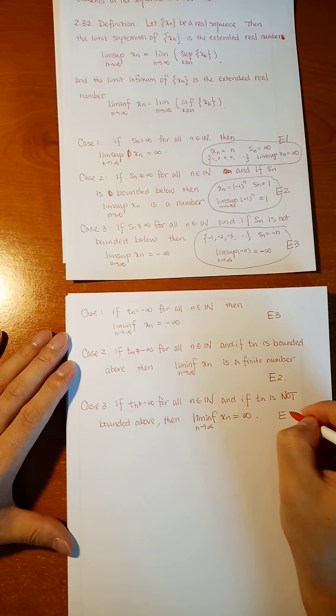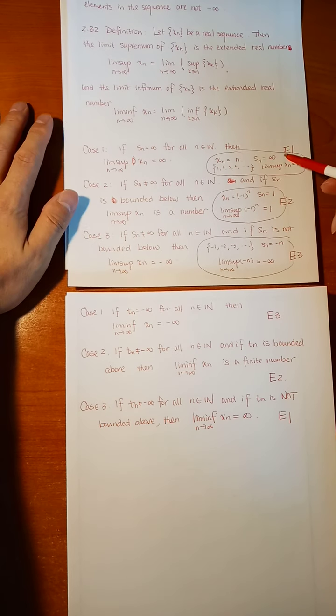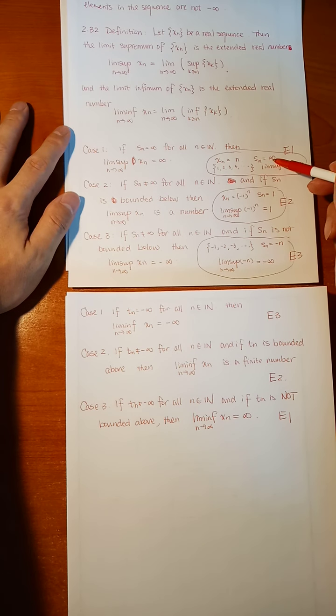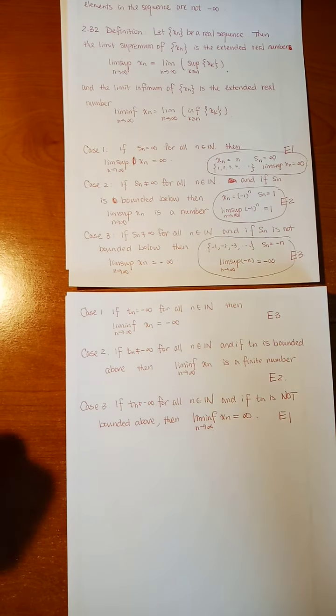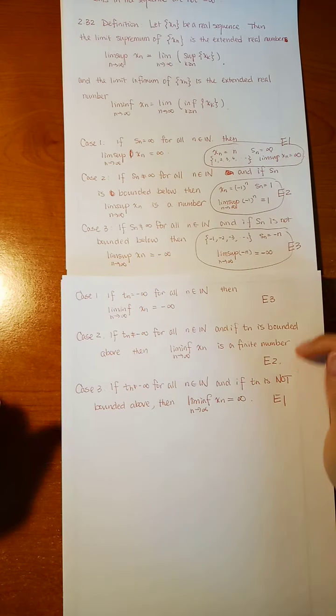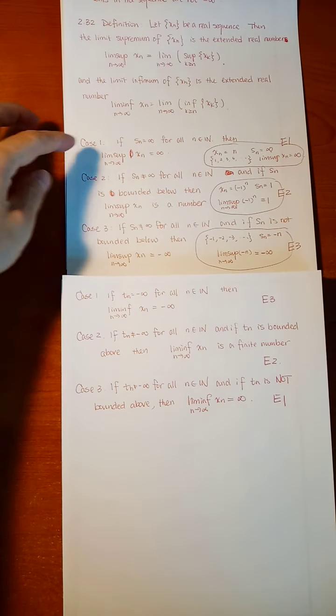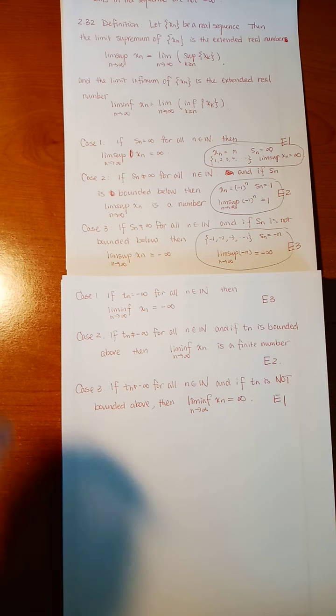What is the example? E1, example 1. For this one, the lim sup is infinity, and the infimum is n, as n approaches infinity. So the lim inf could be positive infinity. See, that's all six cases, and those six cases actually have three examples to represent them. All right.